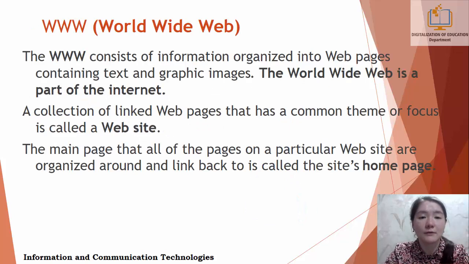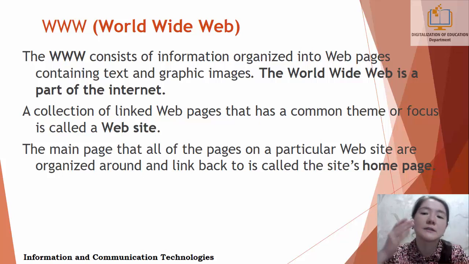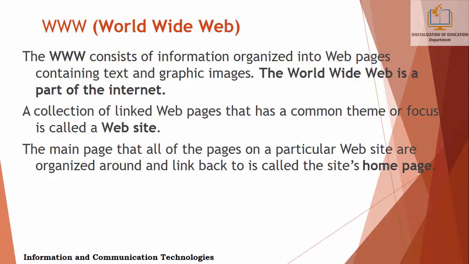So we said about the World Wide Web. World Wide Web is www. This World Wide Web consists of many web pages that are organized in one theme. So this World Wide Web is a part of the Internet. The collection of these connected web pages is called a website, and the main page of a website is called the homepage, or also we can say main page.